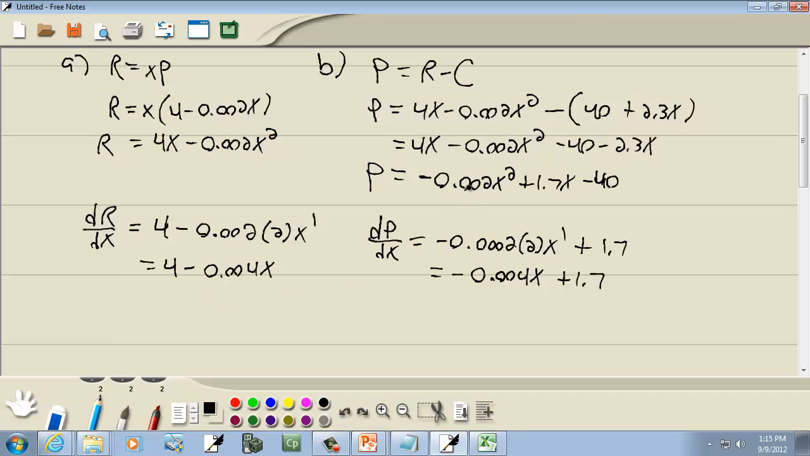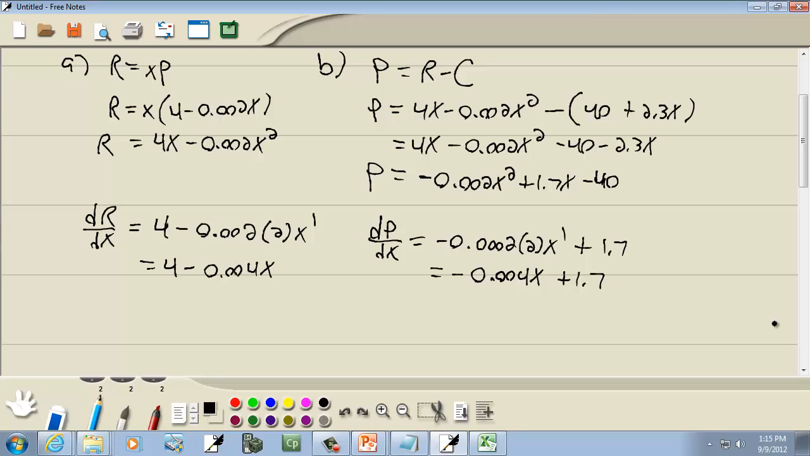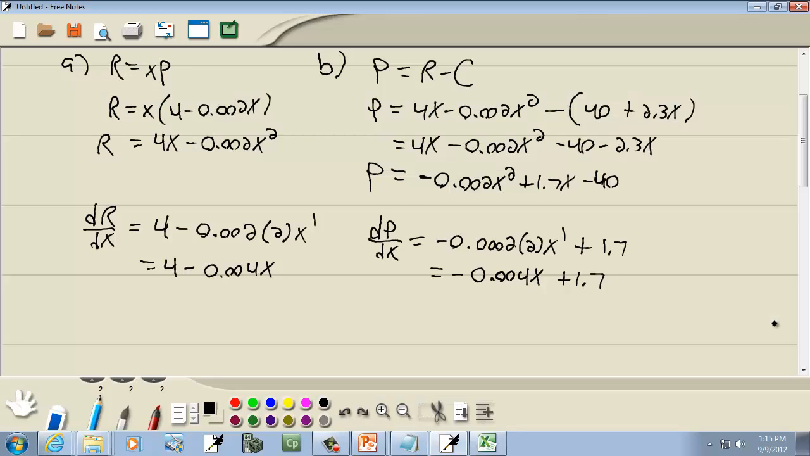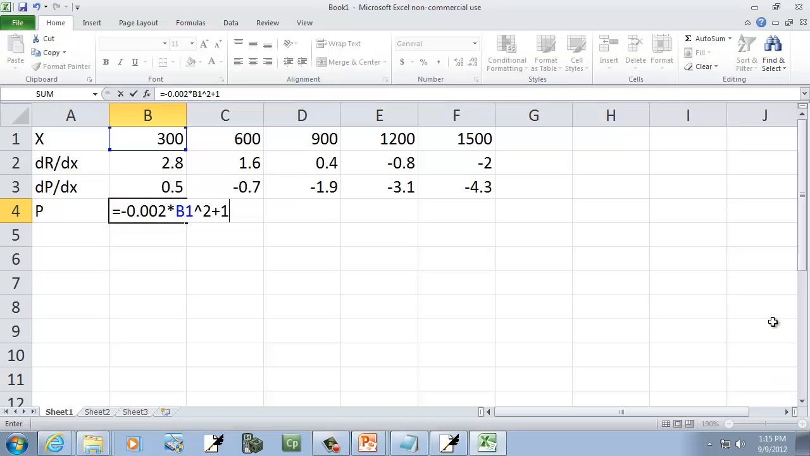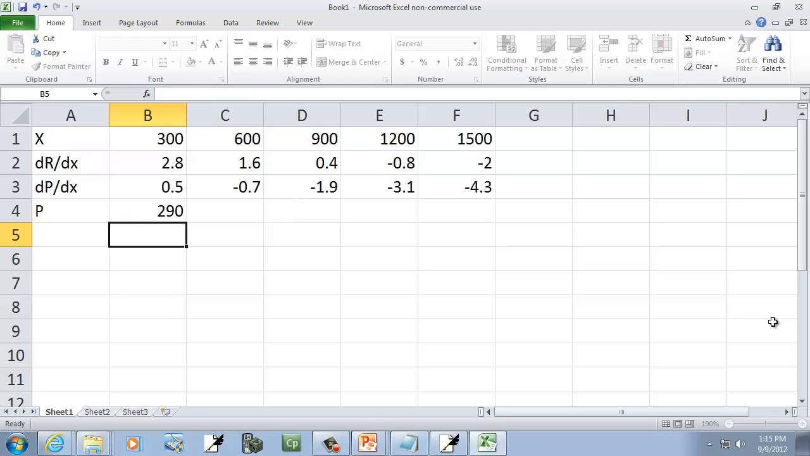Now profit. Profit's given by this formula. So I got equals negative 0.0002 times x squared. So times B1, and then I'll do char 2 for the squared. And then plus 1.7 times B1 minus 40. And I'm going to fill right.